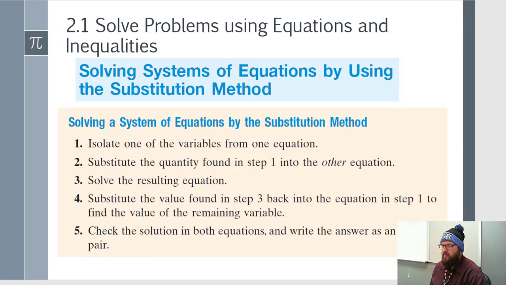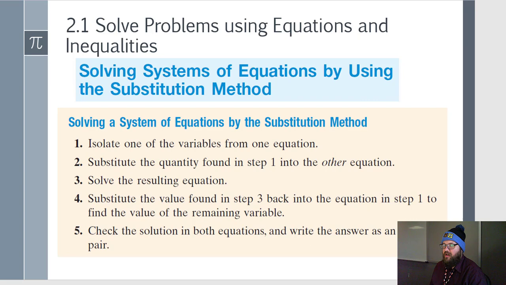Alright, so with this, we're going to be solving systems of equations by using the substitution method. So solving a system of equations by the substitution method: Isolate one of the variables from one equation. Substitute the quantity found in step 1 into the other equation. Solve the resulting equation. Substitute the value found in step 3 back into the equation in step 1 to find the value of the remaining variable. And then check the solution in both equations and write the answer as an ordered pair. Okay? So we're going to see how that plays out here.